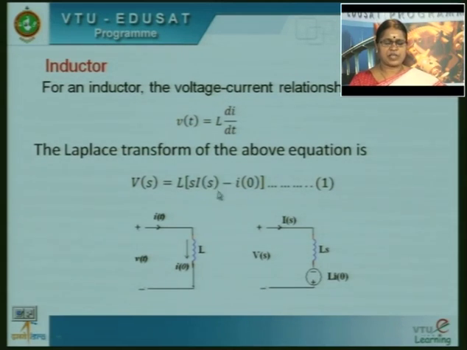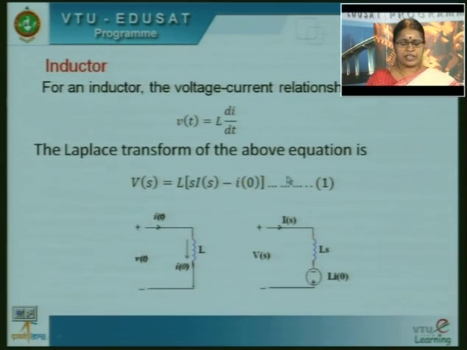I can split this term as a drop across the element where the current flowing through the element is I of s and the impedance of the element is Ls. Similarly, I have one more term, L into I at 0 minus. I at 0 minus is a constant, it is the value of current flowing through the inductor at time t equal to 0, or 0 plus or 0 minus. So, this product L into I of 0 is a constant value.